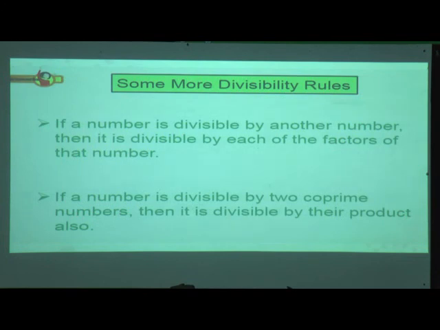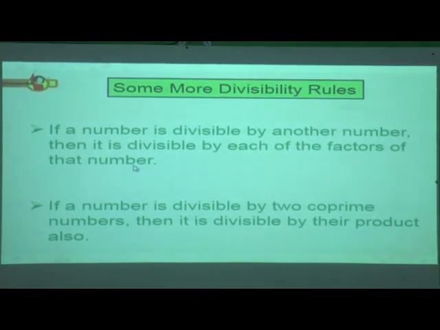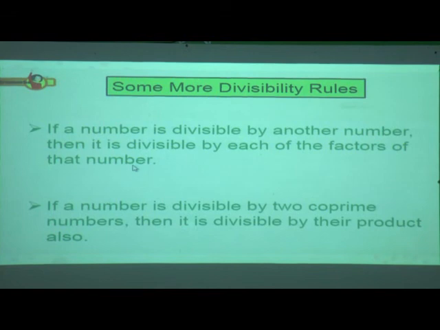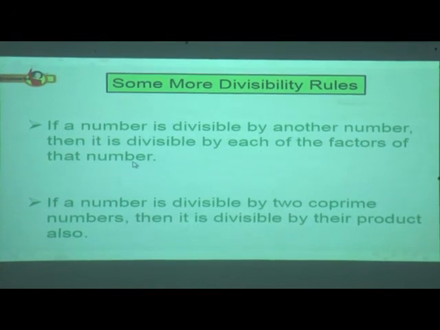So let us see a few important points here. Some more divisibility rules. If a number is divisible by another number, then it is divisible by each of the factors of that number. So if we get the factors, the number is divisible by each of the factors.